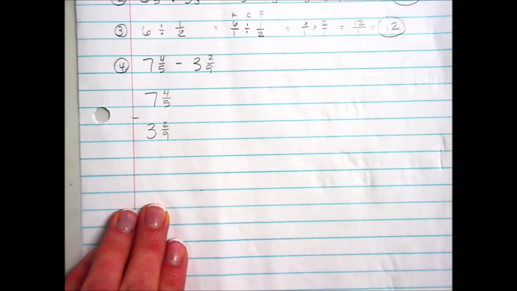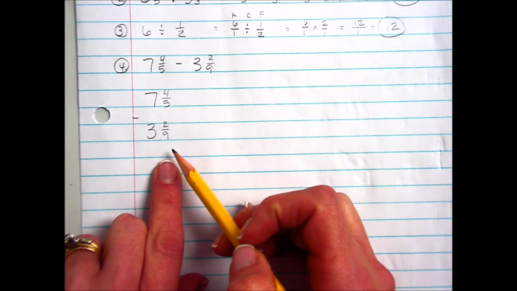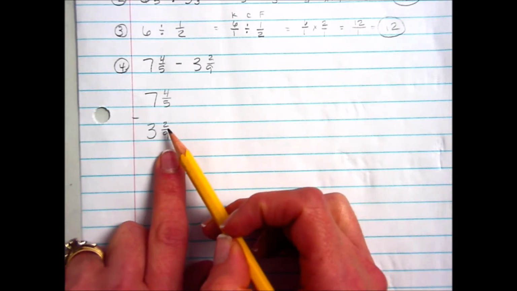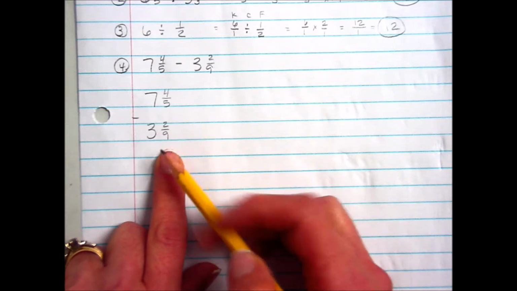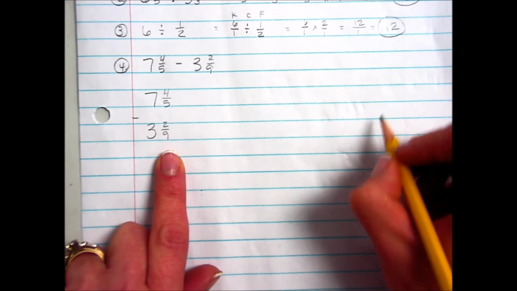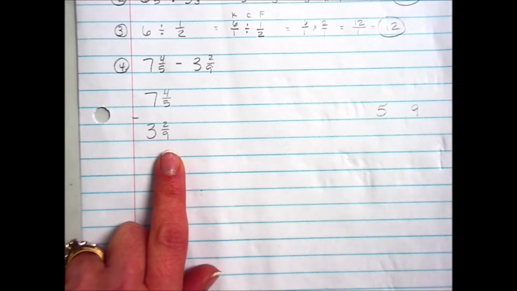Okay, so we need a common denominator between 5 and 9 so that we can make equivalent fractions and then subtract, because you cannot just subtract with these numbers as they are. So if you're looking at these and you're struggling to find a common denominator, what you can do is use our ladder method that we use for the least common multiple.